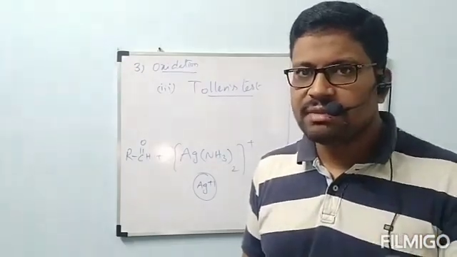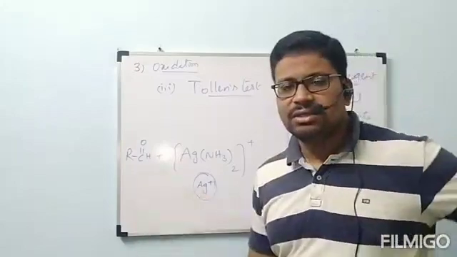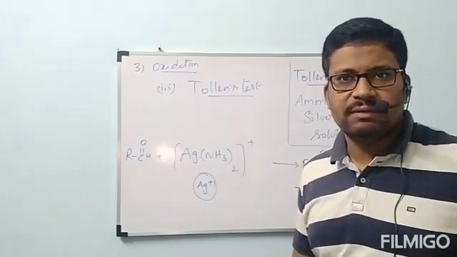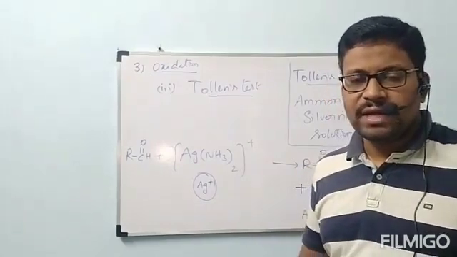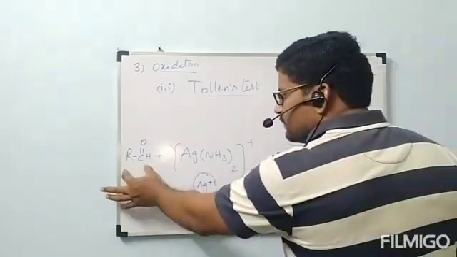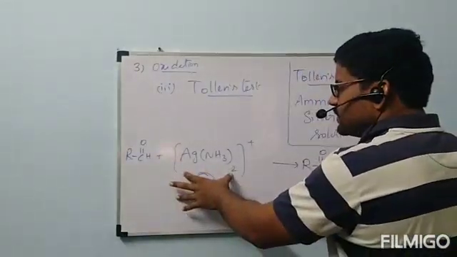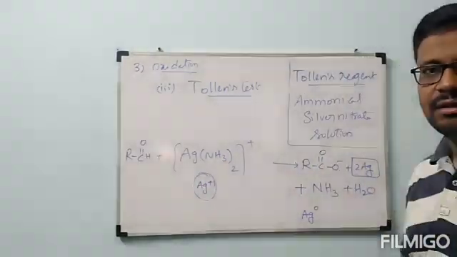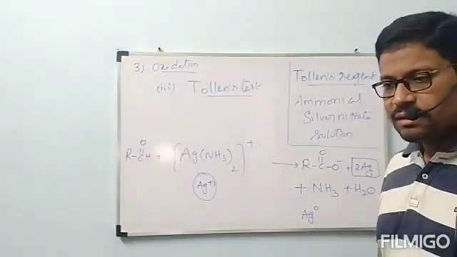This is shown by aldehydes only. Ketones won't show this one. This is the differentiation test between aldehyde and ketone. We can see it with our eyes. Now once again, aldehydes will react with Ag(NH3)2 plus. This is nothing but Tollens reagent. Okay, what is going to happen?